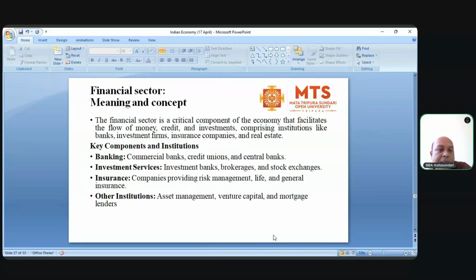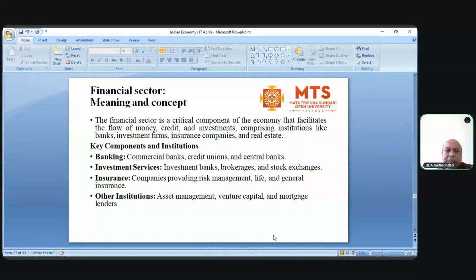So, what is meant by financial sector? Actually, the financial sector is that sector which is involved in providing services like flow of money, credit, and investment. The financial sector is basically linked with transfer of funds, and also with providing funds to common people, and investments. Various components or institutions involved in the financial sector are the banking sector, investment sector, insurance sector, and other institutions.